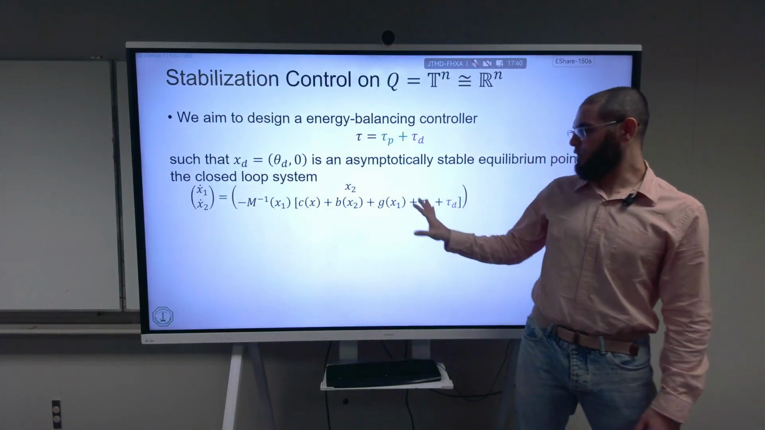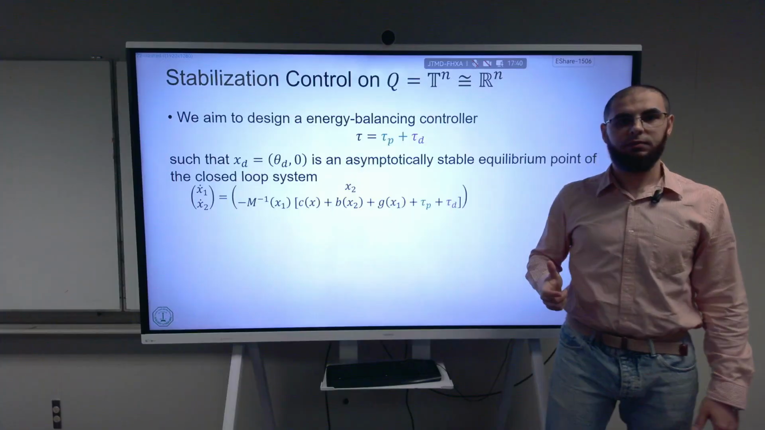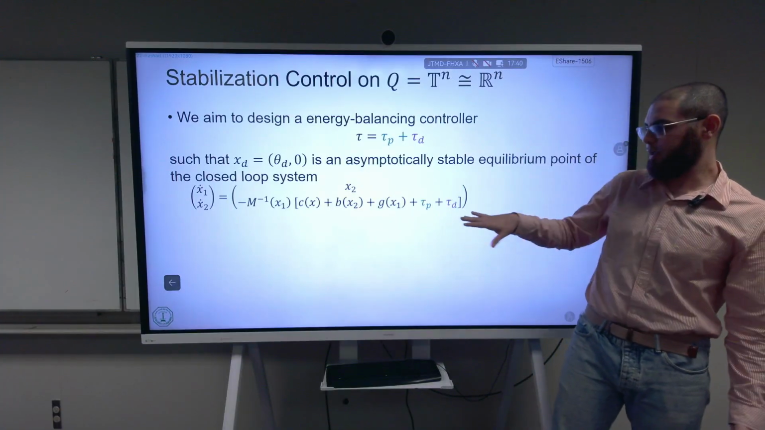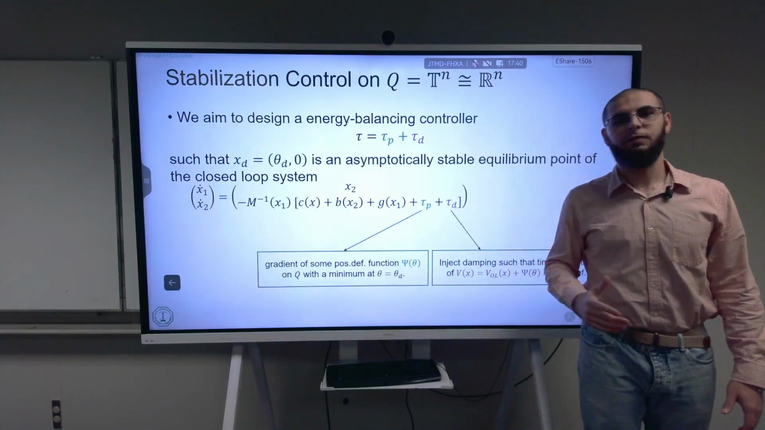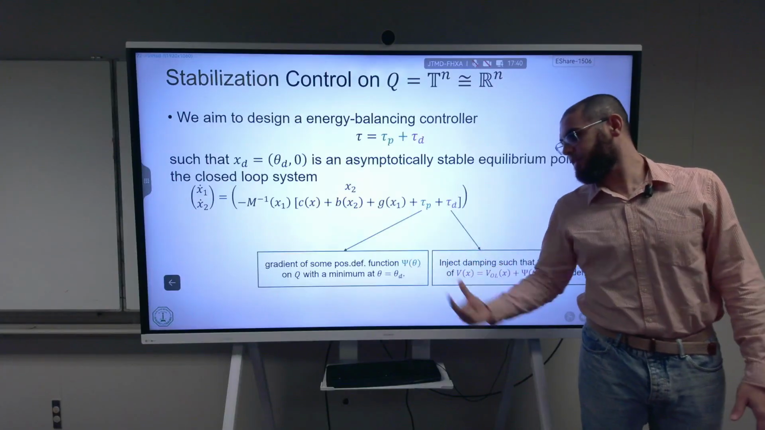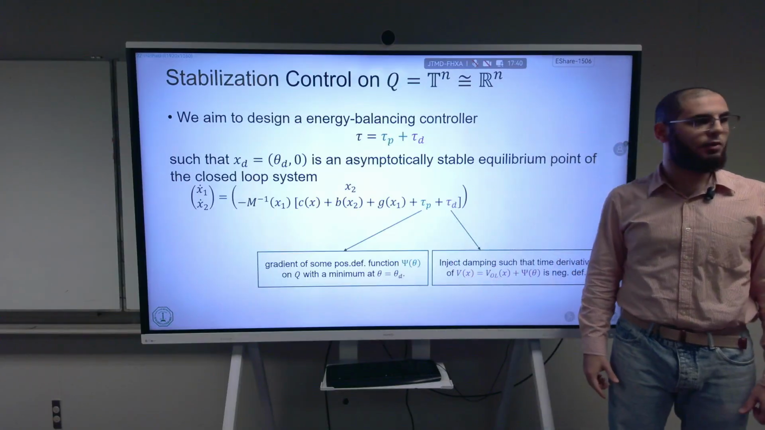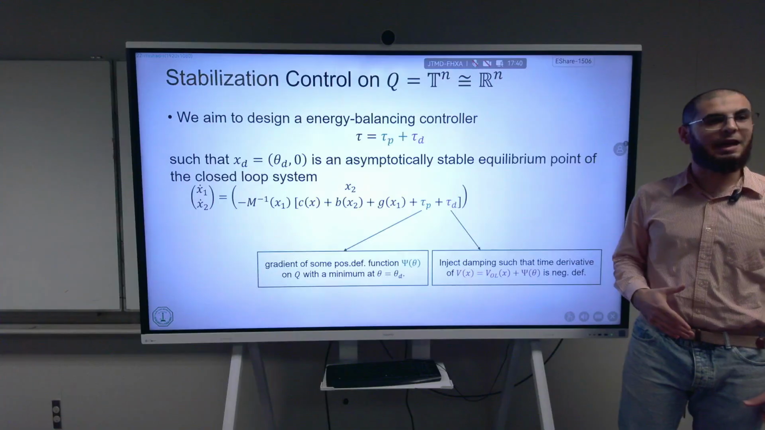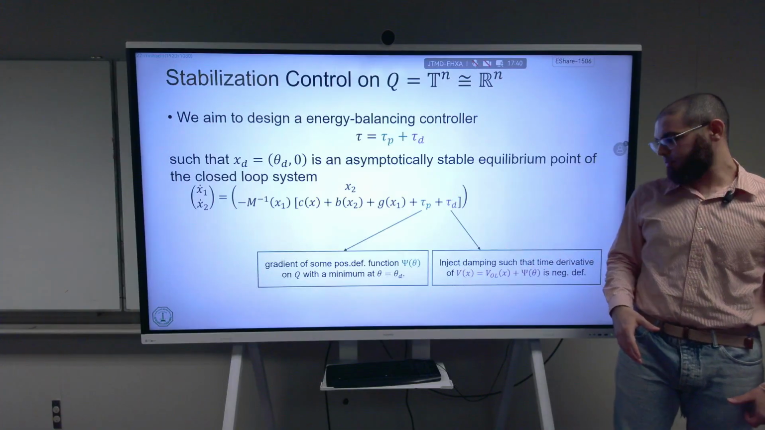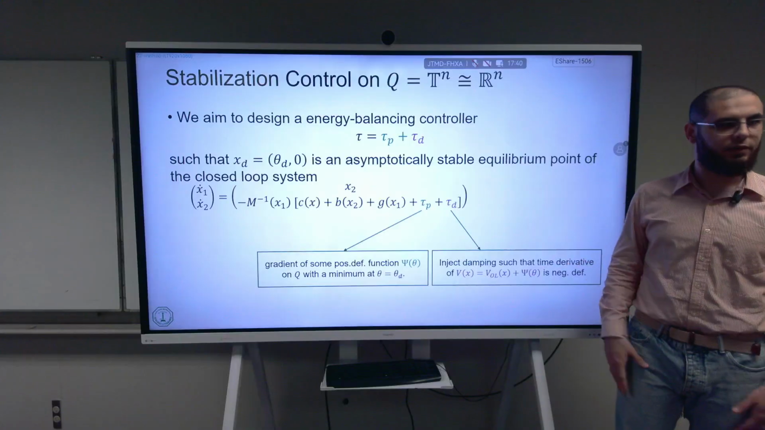What I just did here is I plugged in tau equal to tau p plus tau d. How do we design the proportional term and the derivative term? Same idea. The proportional term will come from the gradient of some positive definite function that you choose, psi of theta, and you design it such that it has a minimum at theta equal to theta desired, and you inject the damping with the derivative term such that the closed loop energy function, the closed loop Lyapunov function, is negative definite.